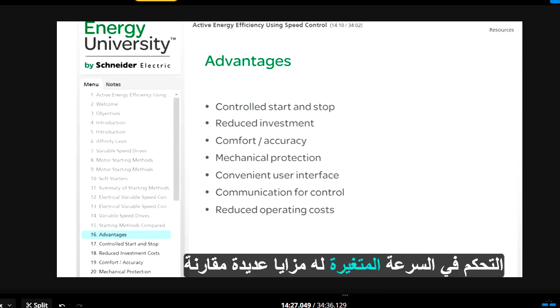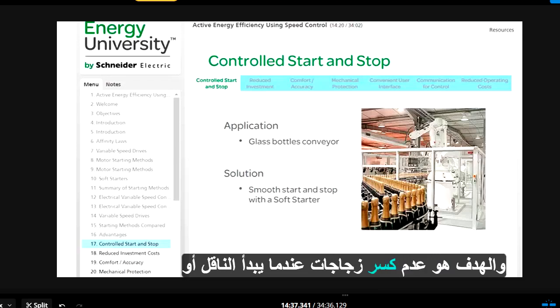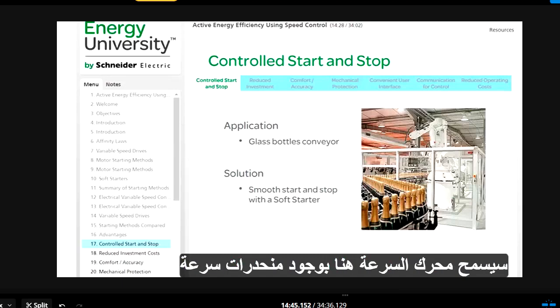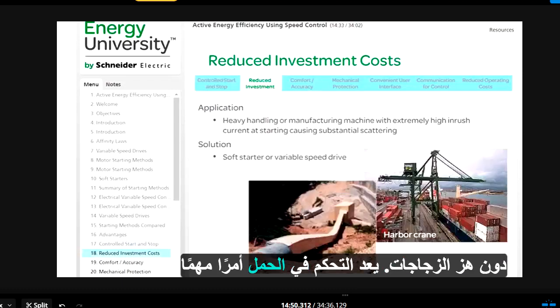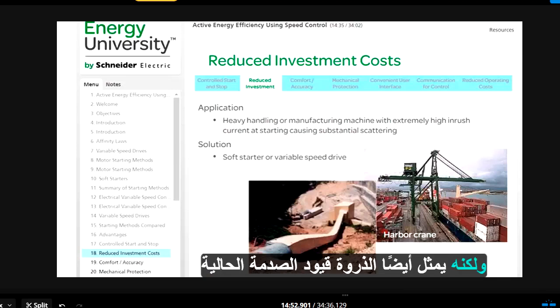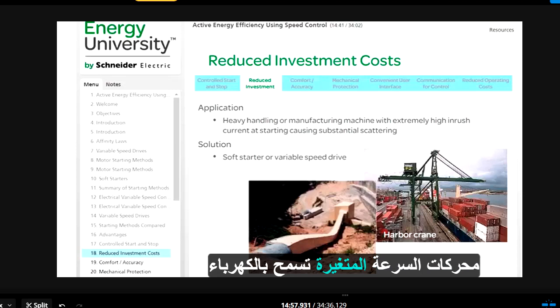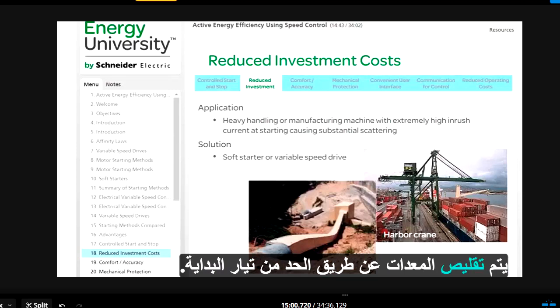Variable speed control has many advantages compared to older technologies. Let's very briefly look at these advantages and some of their applications. For a bottle conveyor, the aim is to not break the bottles when the conveyor starts or stops. A speed drive here will allow for customized speed ramps in order to accelerate and decelerate the conveyor without shaking the bottles. Load control is important in large installations, but so are peak current and mechanical shock limitations. Variable speed drives allow electrical and mechanical equipment to be downsized by limiting the starting current.